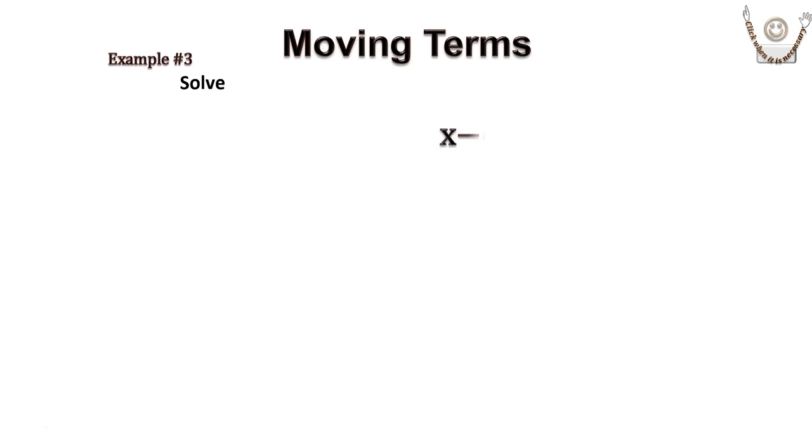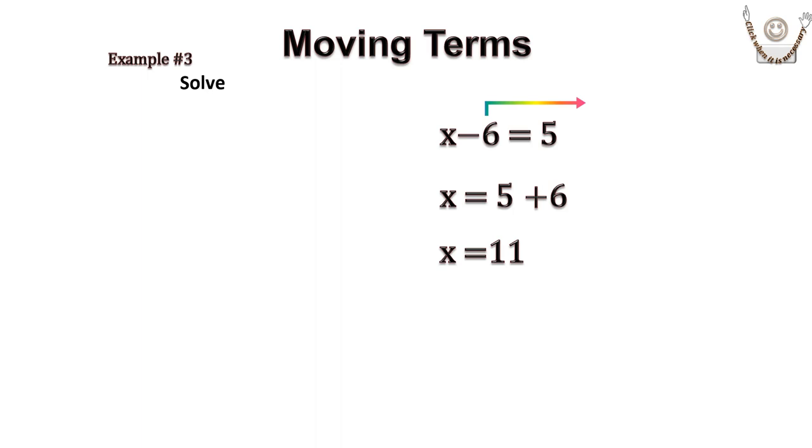The same example, and this is the practical approach. You are looking for 1x or positive 1x. This is why you have to move negative 6 from the left to the right, changing the sign. That's it. And then simplify. 5 and 6 is just 11.